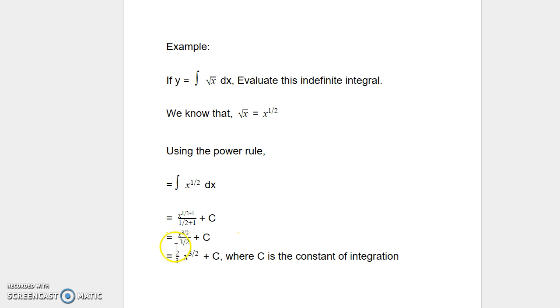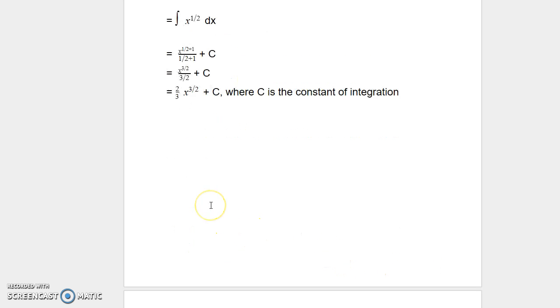In the denominator, we have a fraction, 3 over 2. When we bring it over to the side of the expression, it flips over to 2 over 3. So we have 2 over 3 times x to the power of 3 over 2 plus c, where c is a constant of integration. Let's look at another example.